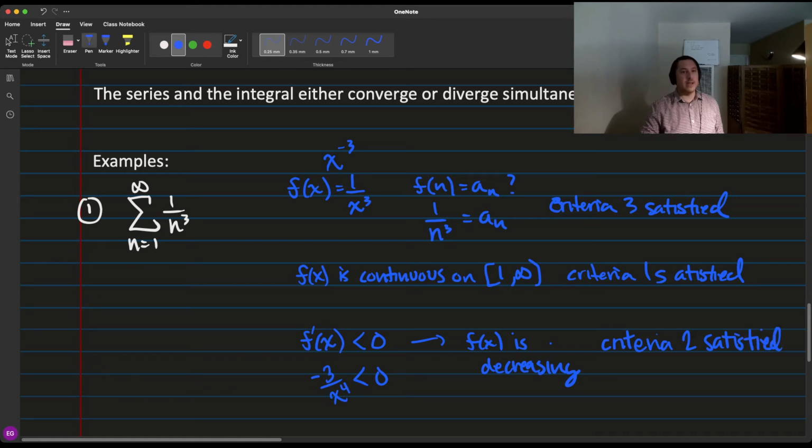Criteria 1 is satisfied, the function is continuous. Criteria 2 is satisfied, that the function is decreasing. We know that because the derivative is negative 3 over a positive number, so that's always negative. And criteria 3 is satisfied. This is just, if you plug in n, you get the formula for a sub n. So, because all three things have been satisfied, we can now use the integral test.